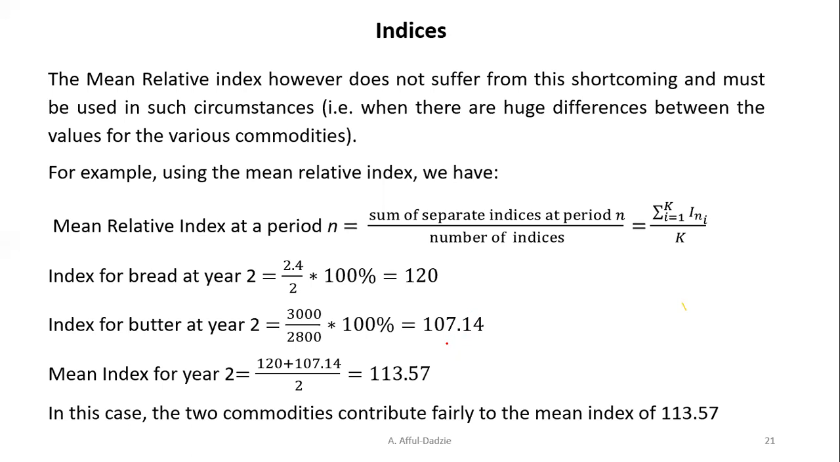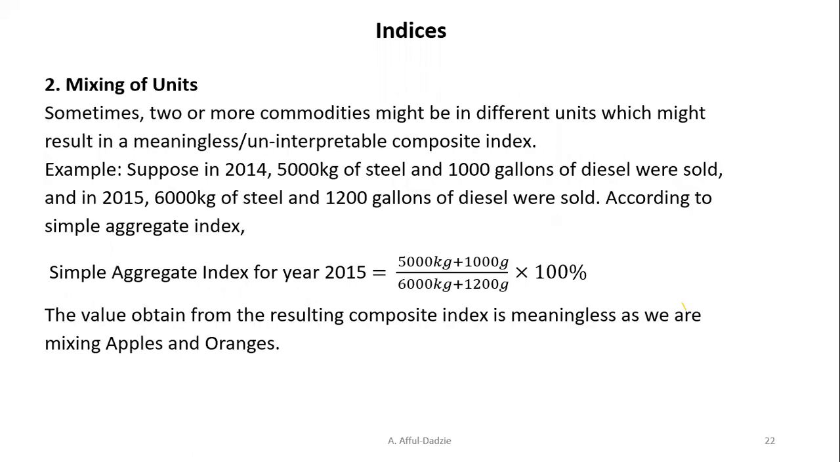So in this case, we do not see a fair contribution, or we are unable to account for the contribution of each of the items in the index that is presented. Another situation could also be the case of a mixture of units. Some items are probably measured in kilograms, some in milligrams, some in grams, some in liters, and in some other form, some in baskets, some in tons. All these are very, very important.